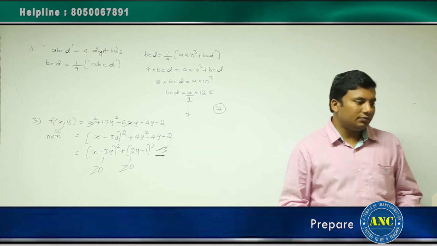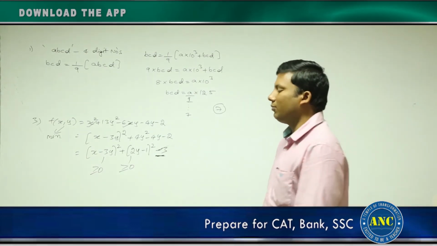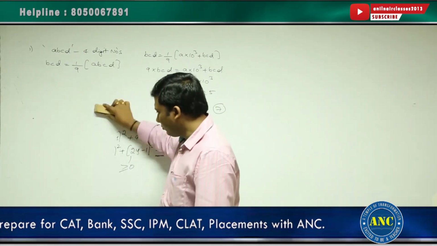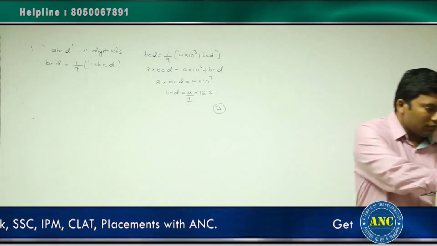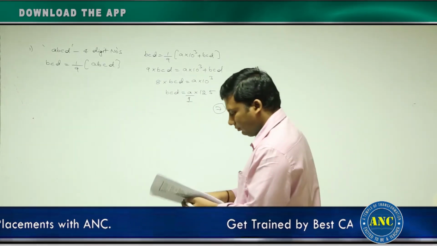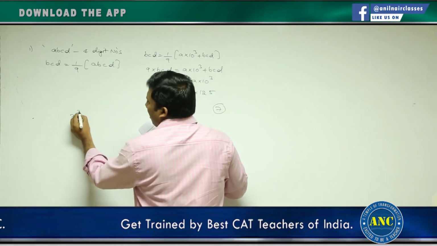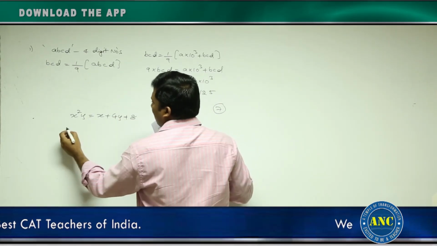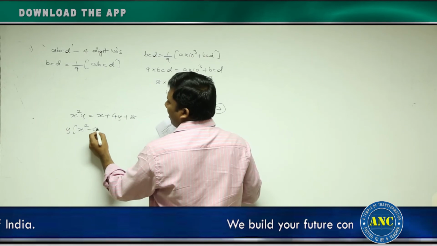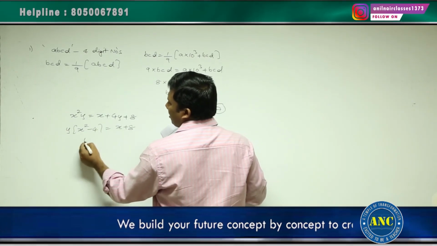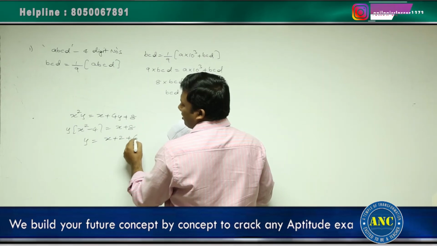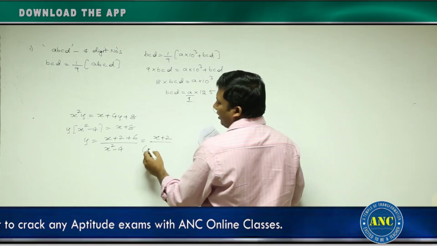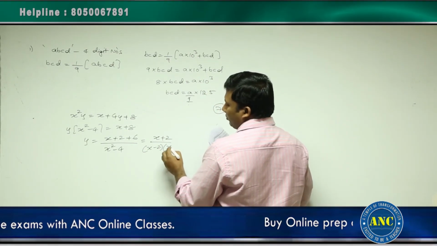One more question. x square y equal to x square. Okay. One more. I think it's clear, right? Now, x square y equivalent to x plus 4y plus 8. So this will be y into x square minus 4 equivalent to x plus 8. This will be x plus 2 plus 6 divided by x square minus 4. x plus 2 divided by x minus 2 into x plus 2.